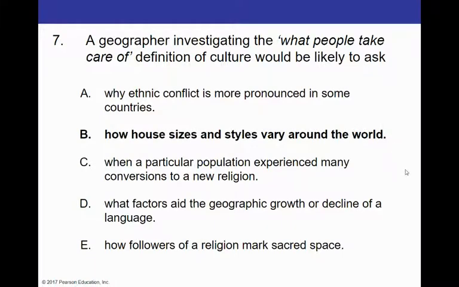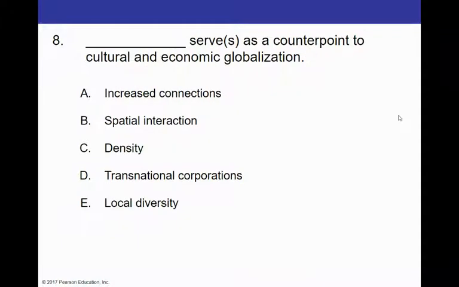B is the correct answer because house sizes and styles vary around the world. A house is something we take care of. Hopefully you take care of the house you live in, whether that's cleaning your room or not cleaning your room, making sure the outside of your house is presentable. How big your house is. That's something that we take care of. So that's the correct answer here.